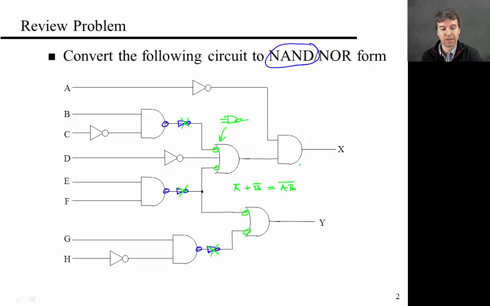And then, of course, I forgot to do this one here, so there's not much to do other than doubly inverting this output. Okay, so with that, you've converted this to a NAND gate representation, and you could do the same thing for NOR representation, just as an exercise. But the main point is just a reminder of De Morgan's law, and how to use it in this circuit diagram.